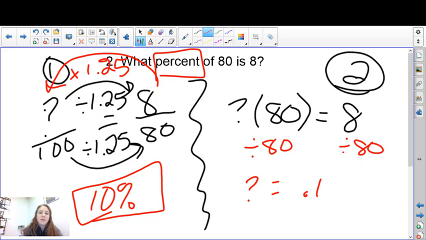Is 0.1, but that's just the decimal. We want the percentage, so I have to go back and say 10%. So the answer for number 2 is H, 10%.